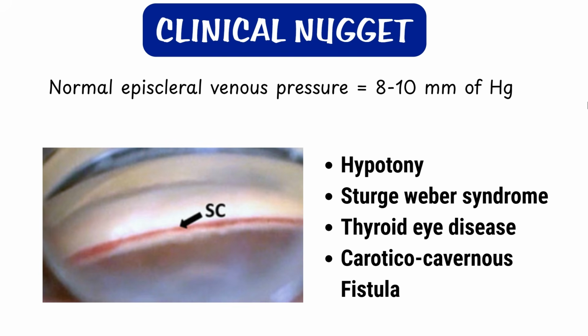Now, increased episcleral venous pressure will reduce the aqueous outflow. In conditions like hypotony, Sturge-Weber syndrome, thyroid eye disease, and carotid-cavernous fistula, the episcleral venous pressure can increase so much in comparison to the intraocular pressure that you will find regurgitation of blood into the Schlemm's canal during gonioscopy. So this is known as blood in the Schlemm's canal.